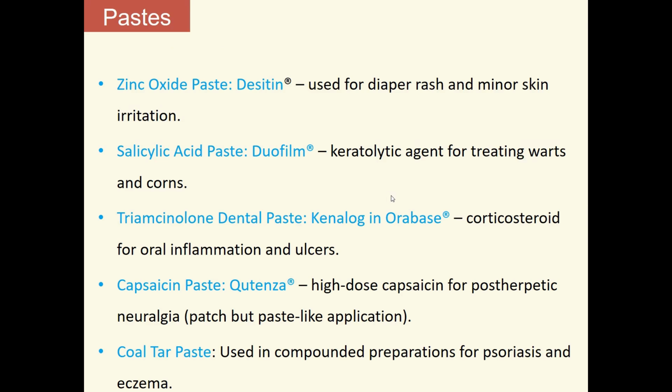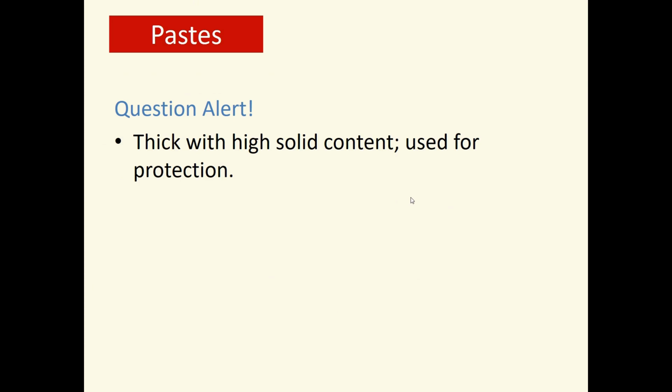Examples of the popular paste are zinc oxide paste used for diaper rash, salicylic acid, steroid paste for dental paste, capsaicin paste, coal tar paste for psoriasis or eczemas. A commonly tested question on the paste: they are thick and high in solid content, used for skin protection as a layer.